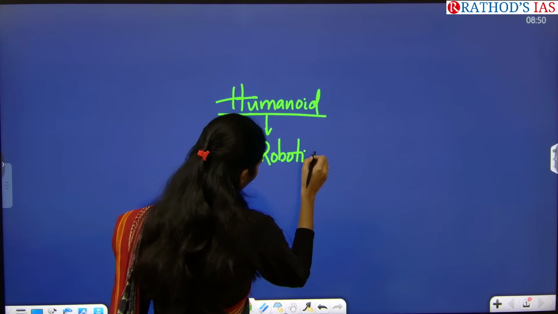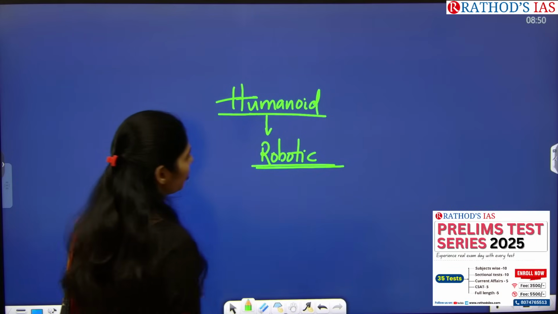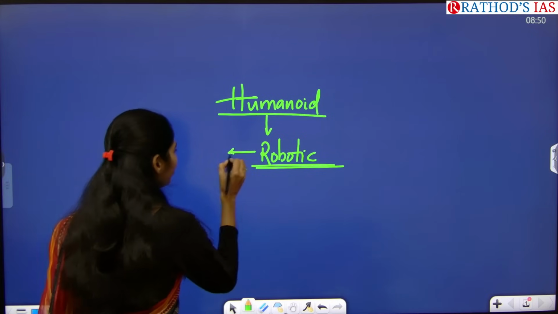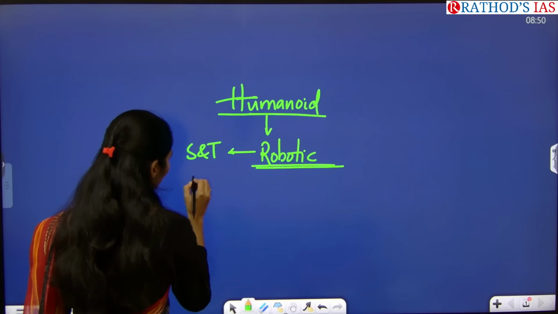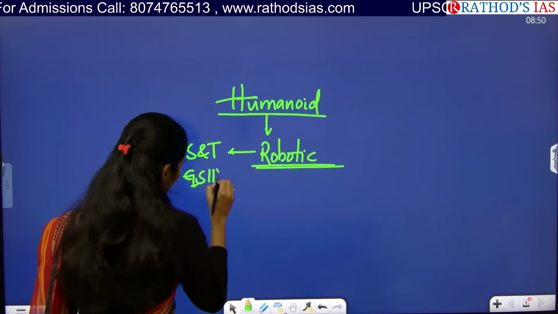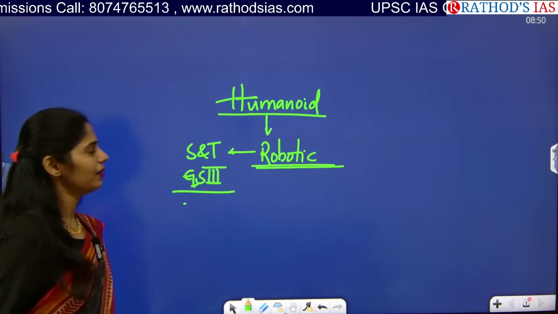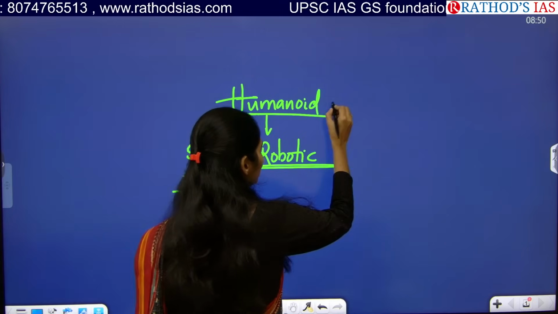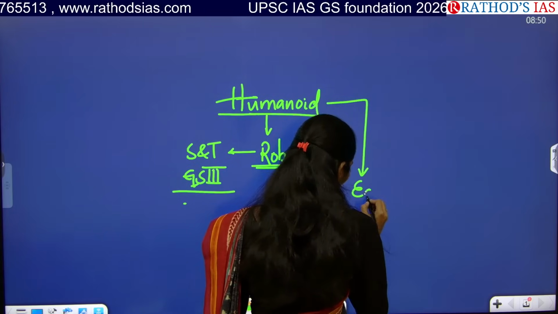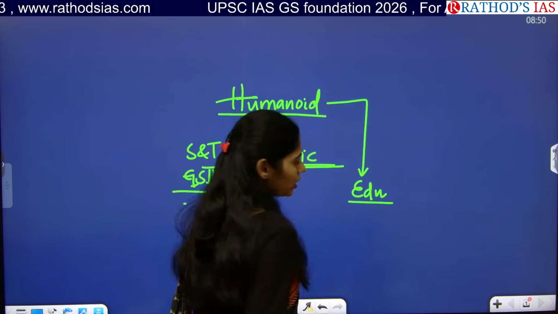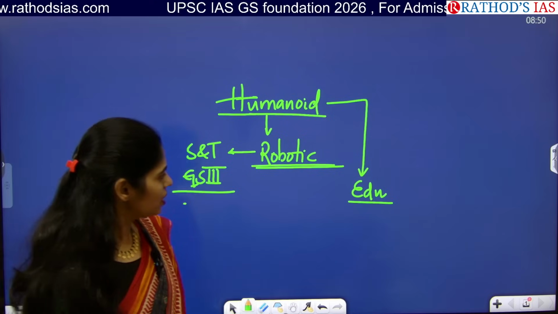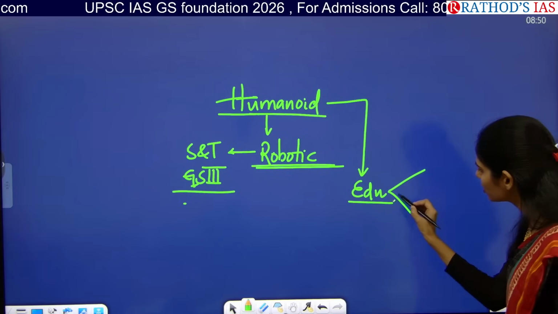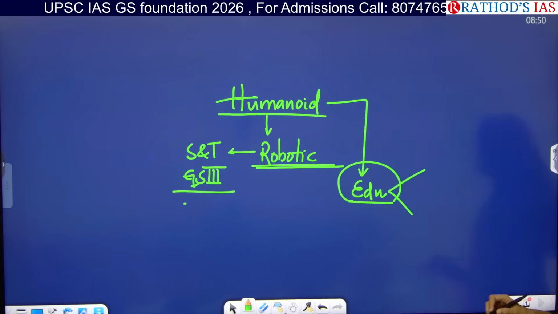In your science and technology you have a topic called robotics, so there you will be studying it directly. It is part of your syllabus from science and technology, which comes under GS paper 3. Tell me, in which field are we using this robot now? As a teacher, right? That means we are using robots in education. This article is talking about how we are now also using humanoid robots in education.